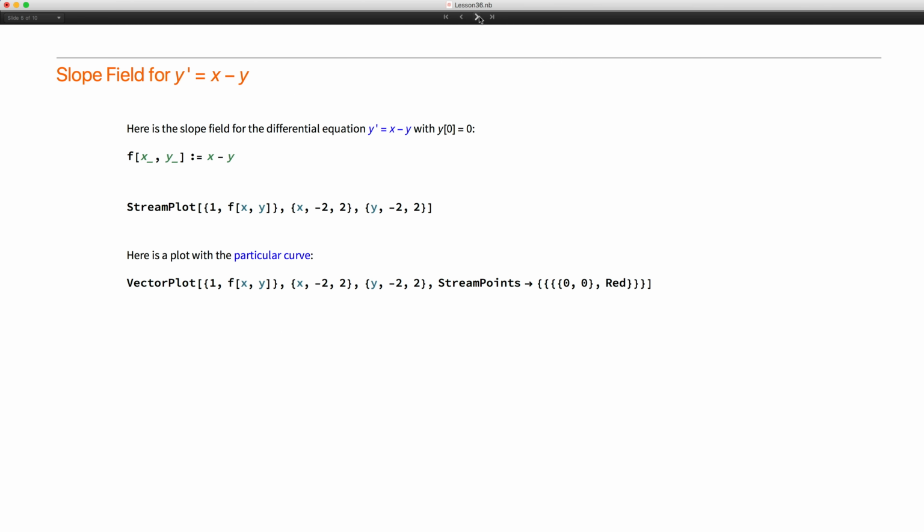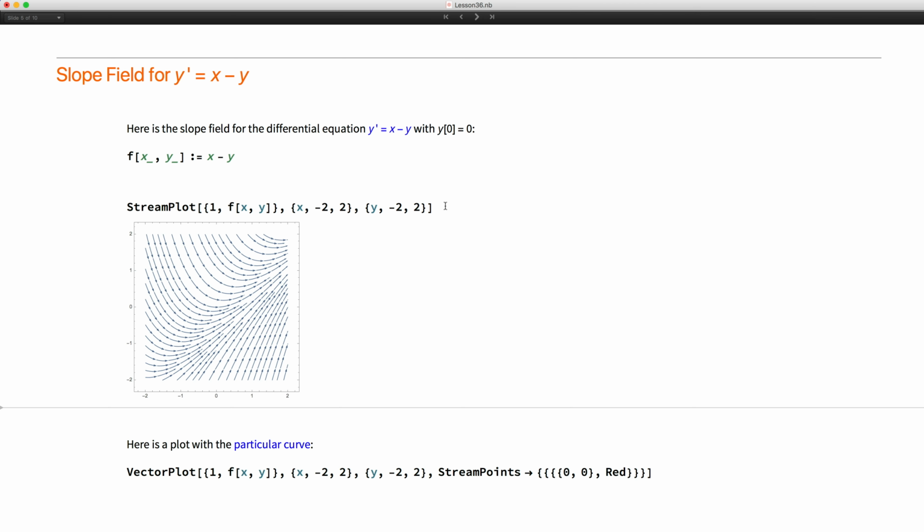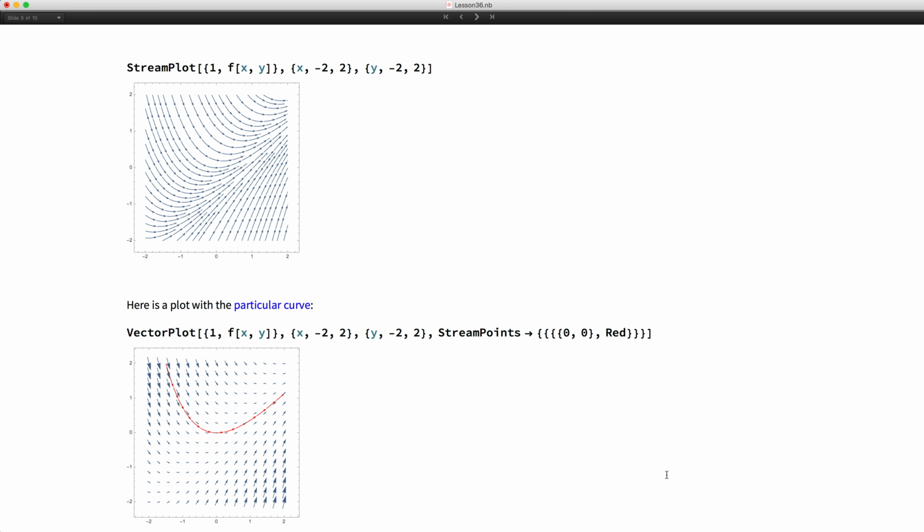So a couple more examples. Here's the vector field for x minus y, the stream plot. And you see over that when x is very large, then you have a positive slope from the expression over here. When y is very large, you have a negative slope. And the same thing can be worked out with VectorPlot over here with the initial value y of 0 equal to 0.